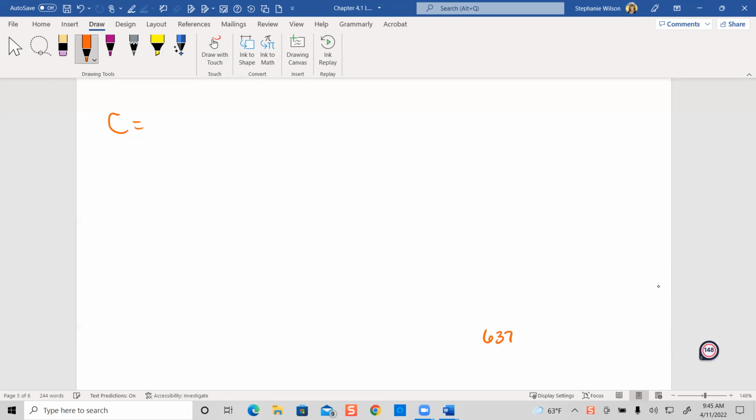So now that I've got C is equal to 637, I know I've got this range that I'm talking about. So I'm going to add it to it again, and I get 1274. Now that I've got that, what I'm going to do is take the formula from above.